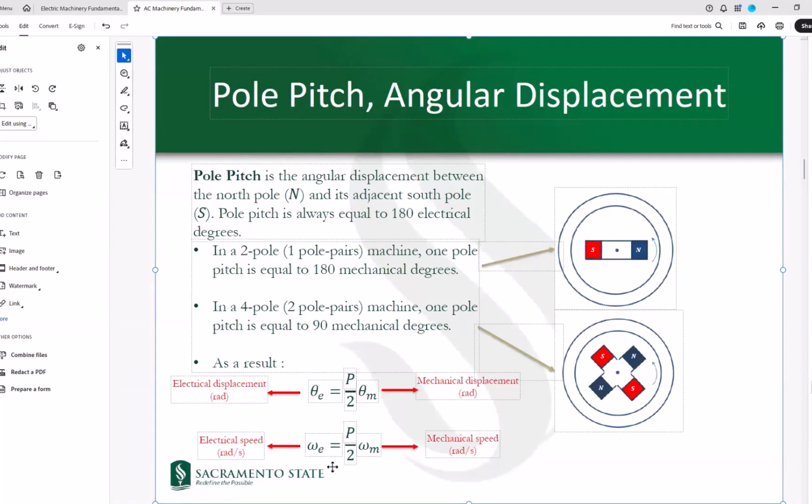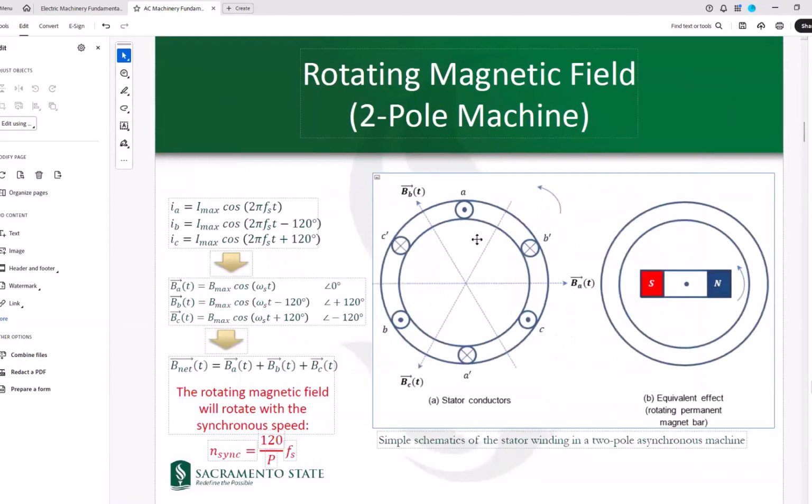So omega_e would be P over 2 times omega_m, where omega_e is the electrical speed, whereas omega_m is the mechanical speed. Now, I talked about this very simple setup, which I said would work like this: a permanent magnet rotating at a certain speed, which we call the synchronous speed.